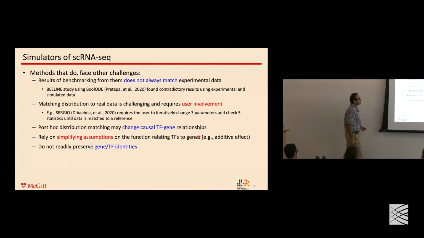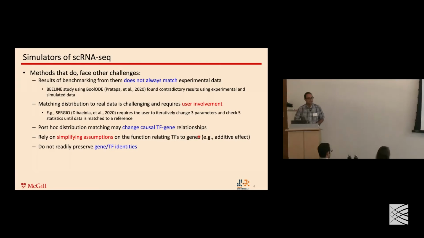But maybe more importantly, when we are using post-hoc distribution matching with user involvement, there's no guarantee that we are not actually affecting the causal GRN that we were intending to impose. Some of the interactions may no longer exist, and some new interactions we may have introduced. And that may explain why the authors observed that when they did this iterative approach, the GRN inference methods that were performing well on their so-called clean data dropped to close to random after adding this iterative process.